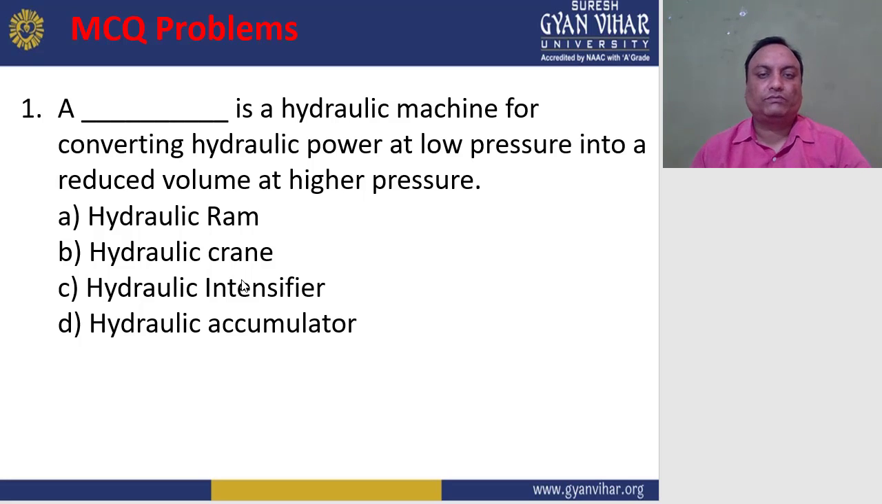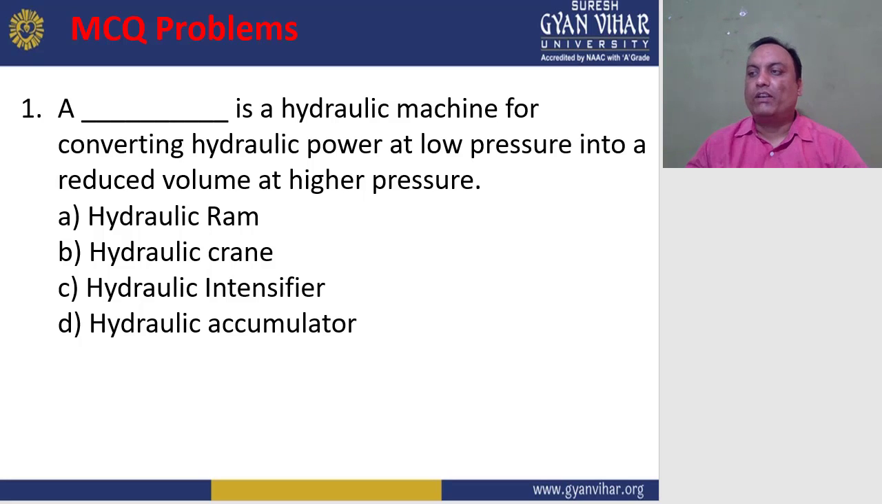First question: A is a hydraulic machine for converting hydraulic power at low pressure into a reduced volume at higher pressure. Four options are given. First one is hydraulic ram, hydraulic crane, C is the hydraulic intensifier, and D is the hydraulic accumulator.